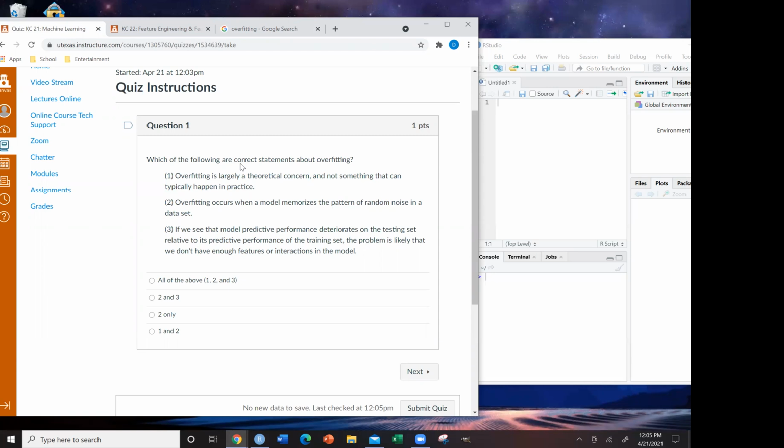If we see that the model's predicted performance deteriorates on the testing set relative to its predicted performance on the training set, the problem is likely that we don't have enough features or interactions in the model. Ooh, that one is tricky, because to me that makes me think it's saying that it has too many features and interactions. I think that it's 2 only.